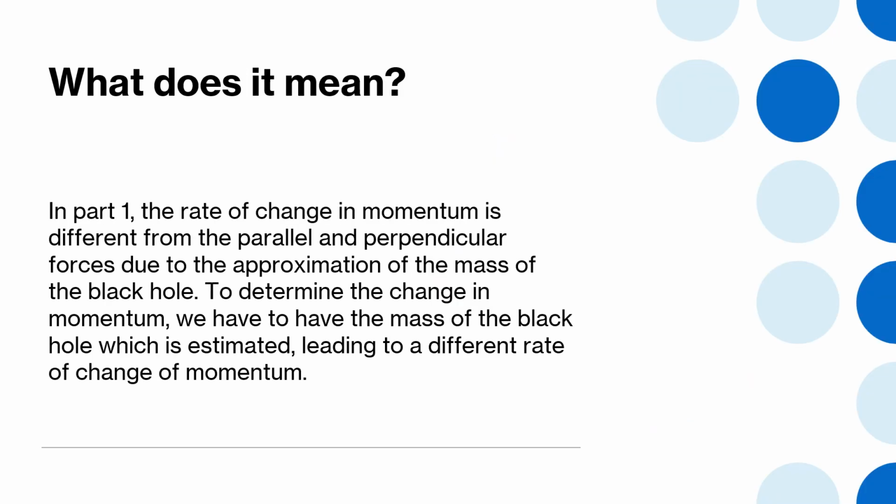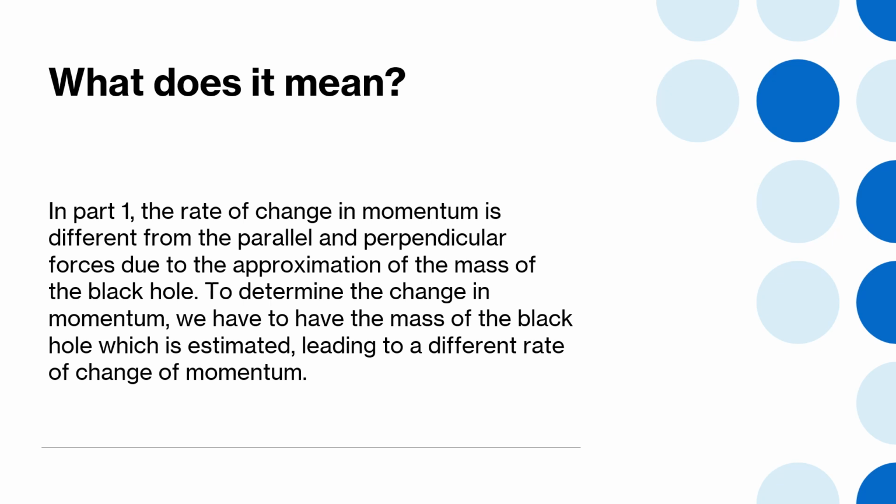In part one, the rate of change of momentum is different from the parallel and perpendicular forces. Why is this? It is due to the approximation of the mass of the black hole. So when we were determining the change in net force, this was based off of our net force from the distance between the black hole and the planet.